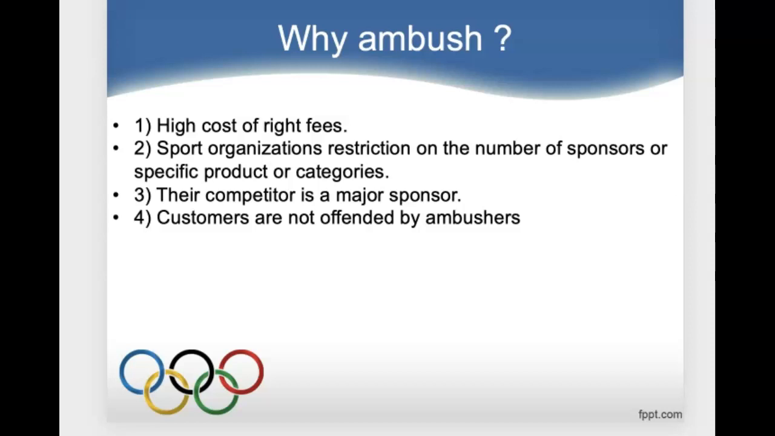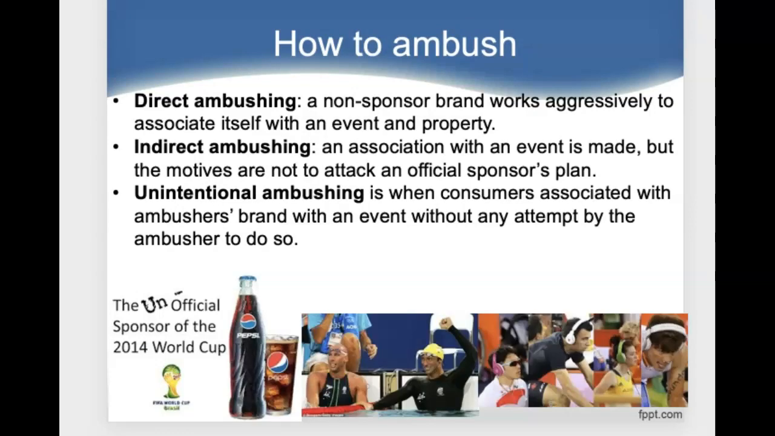We've talked about why, and the next question we try to understand is how these marketers can ambush these major events, how they're able to associate with a major event although they're not the official sponsors. For ambush marketing, there are many different types of strategies, and all of them can be classified into 3 types. One strategy is called direct ambushing. Basically, a non-sponsor brand aggressively associates itself with the event and property.